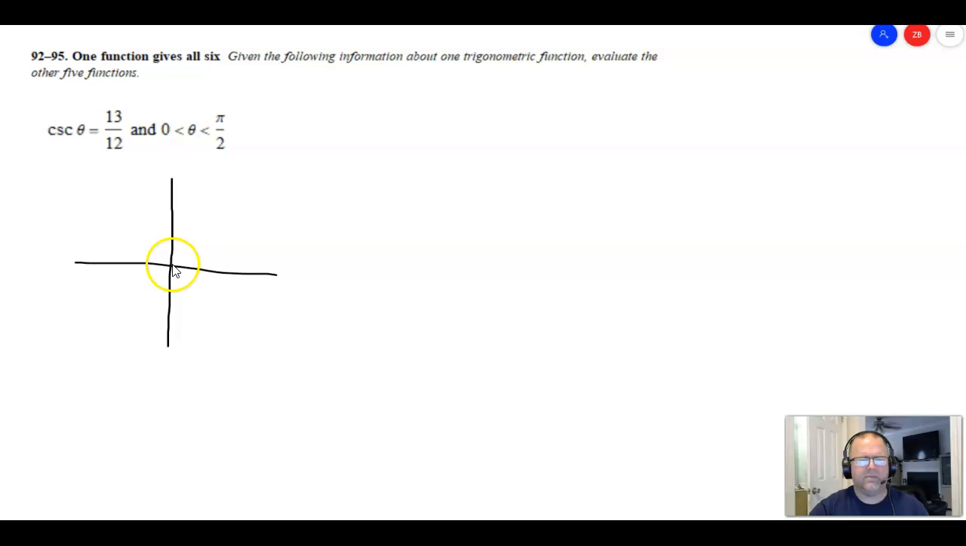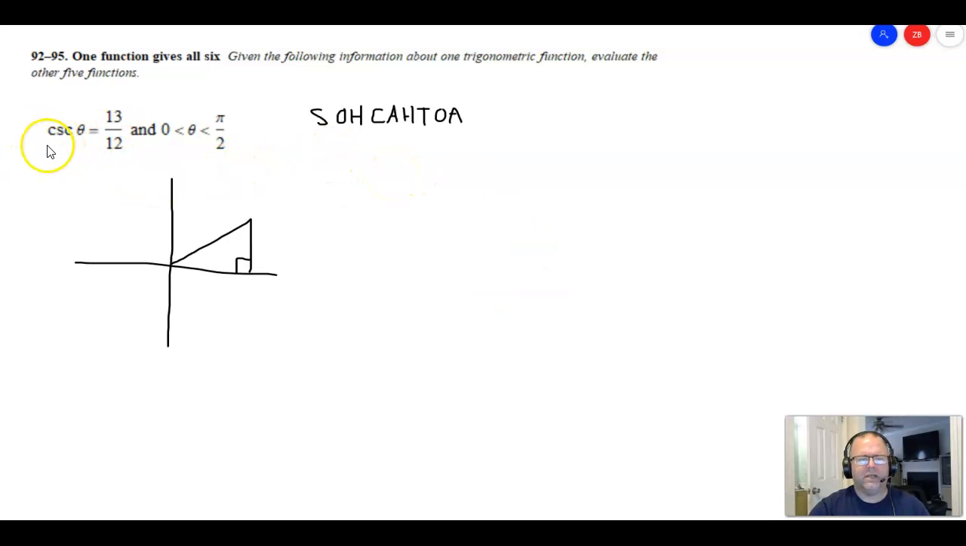And what I'm going to do is create just an arbitrary right triangle here in the first quadrant. Now, if we look at SOHCAHTOA, I'll write this out again. SOHCAHTOA. And this is just a little thing that helps us remember the definitions for the three main ones.